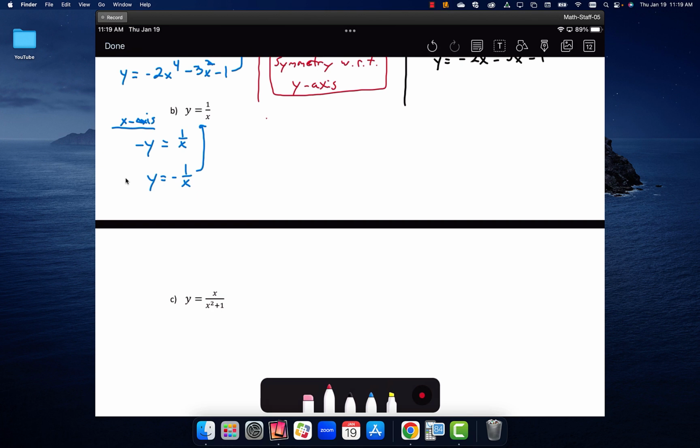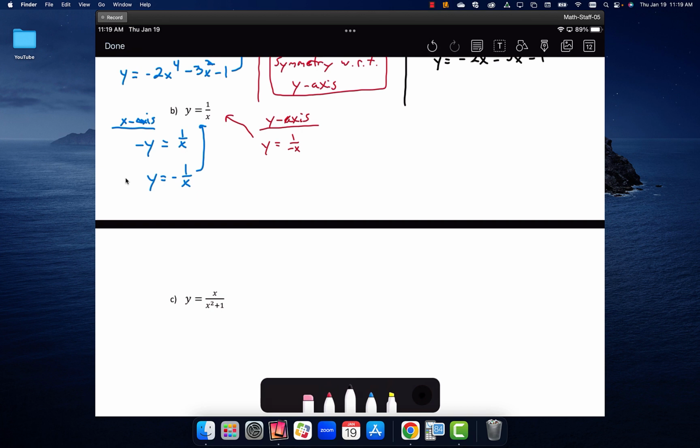To test for symmetry about the y-axis, we're going to replace x with negative x. And here we can fairly quickly see that this is not what you started with. So we do not have symmetry about the y-axis.